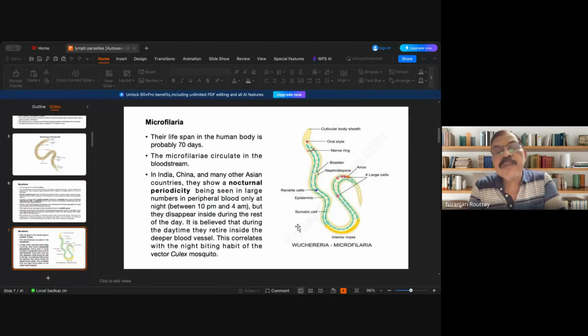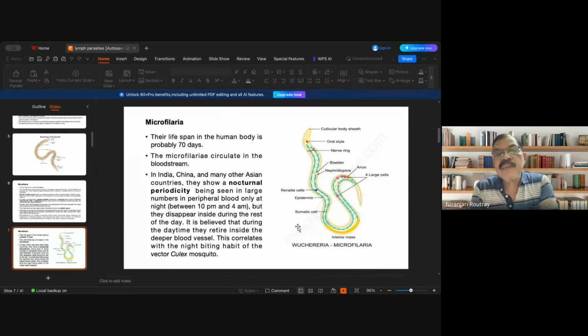The microfilariae circulate in the bloodstream, and they show a peculiar phenomenon called nocturnal periodicity. What is nocturnal periodicity? It is the behavior shown by the microfilaria to light. They are seen in large numbers in the peripheral blood only. What is peripheral? They come into the circulation just beneath the skin. That is called peripheral circulation during the night hours between 10 p.m. and 4 a.m. During the daytime, they move into the deep blood vessels.